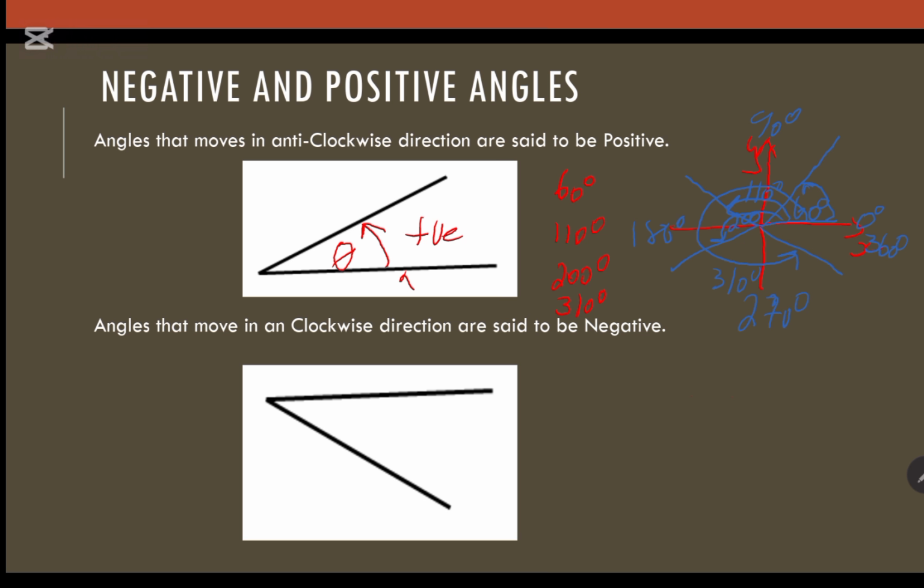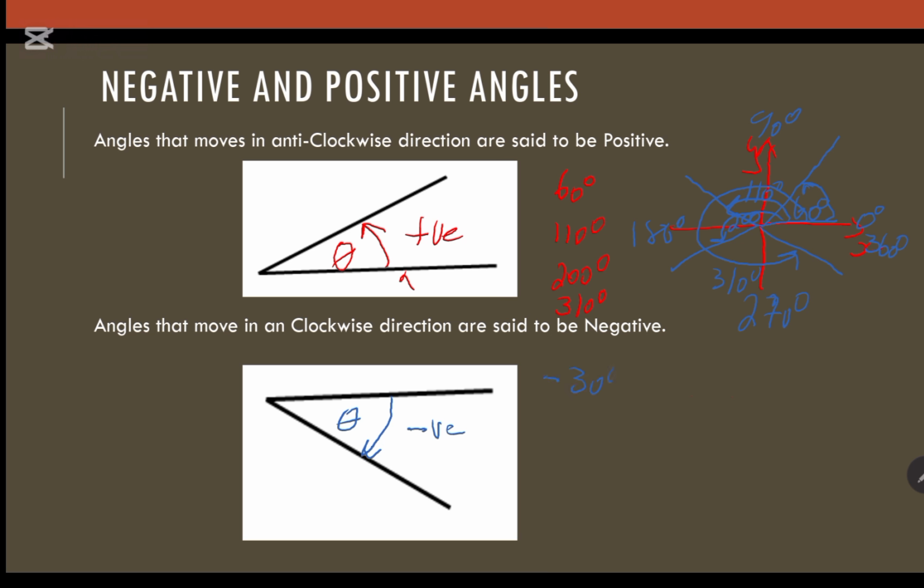Let us look at the negative angle. If an angle opens from the horizontal and opens in clockwise direction, that angle is said to be a negative angle. I'm going to give it the name theta. So this angle is negative. Let's look at some examples.